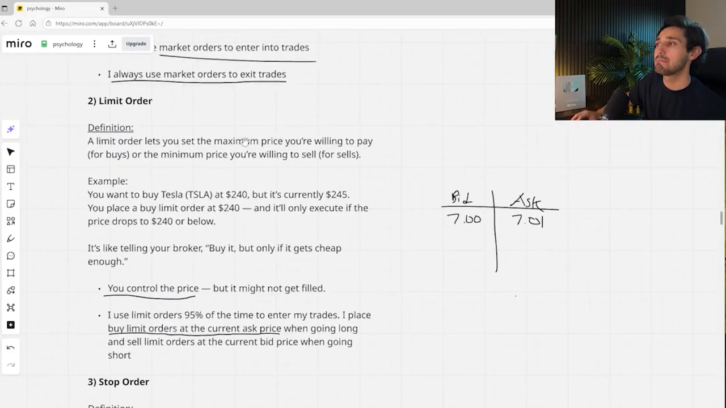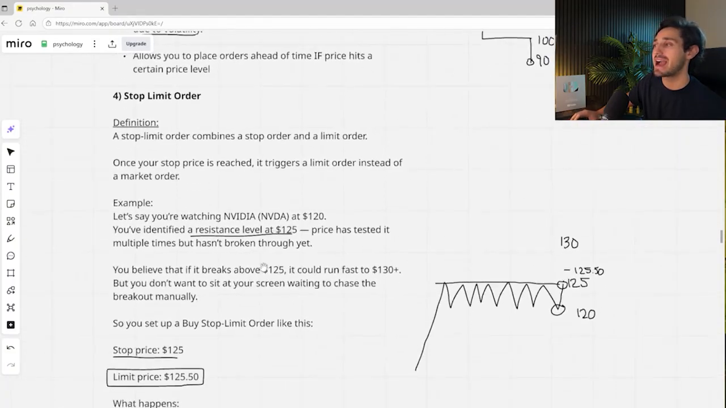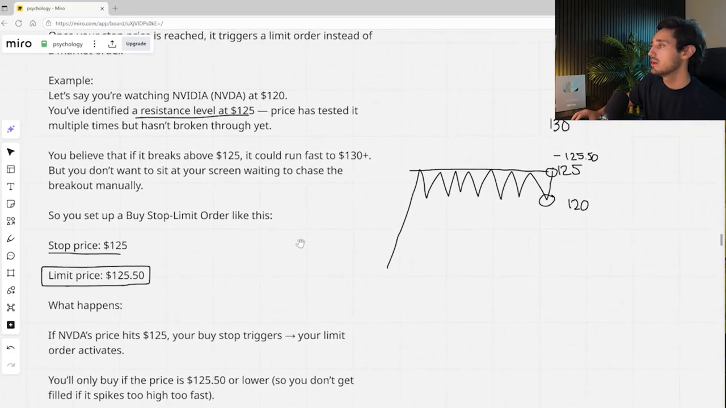A limit order sets the maximum price you're willing to pay when you're buying. So with this limit order triggering at 125.50, it's either going to fill you at 125.50 or lower. Let's say the stock moves really fast, and by the time this triggers, it pops to 125.70 or 126 or 127. It's not going to fill you up there. It's not going to fill you late. It's only going to fill you at 125.50 or lower, okay?